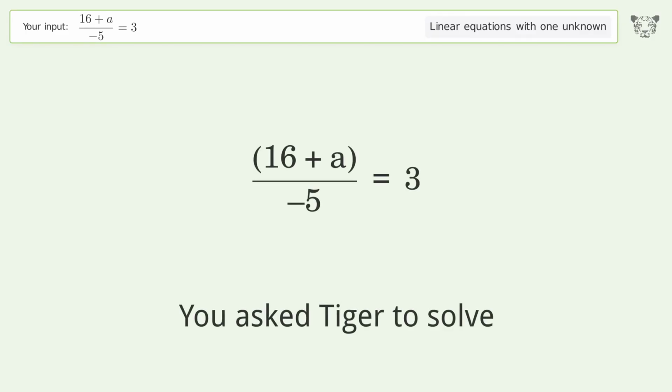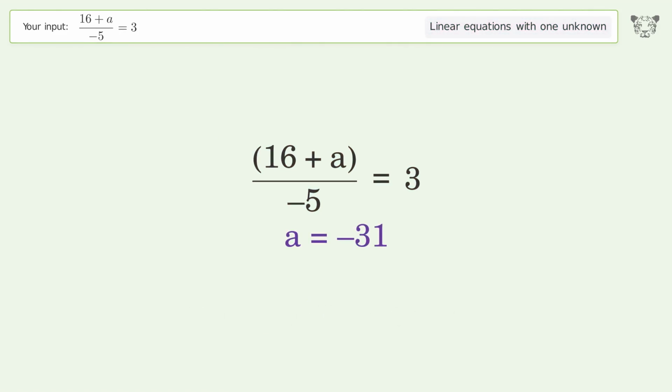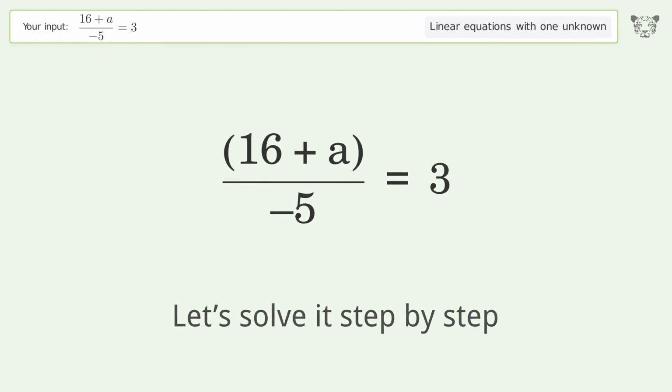You ask Tiger to solve. This deals with linear equations with one unknown. The final result is a equals -31. Let's solve it step by step.